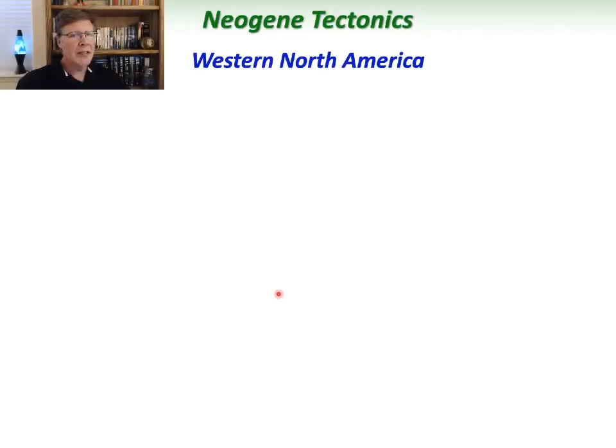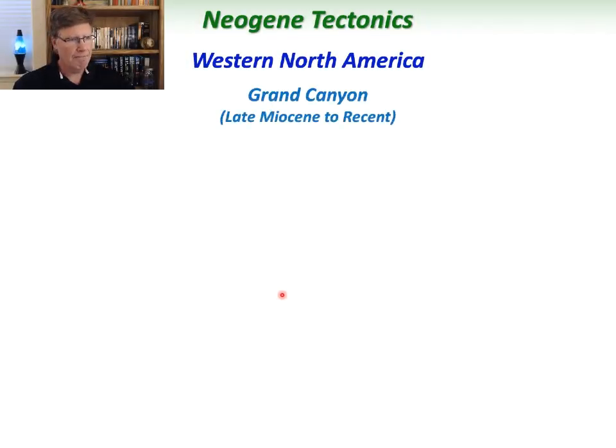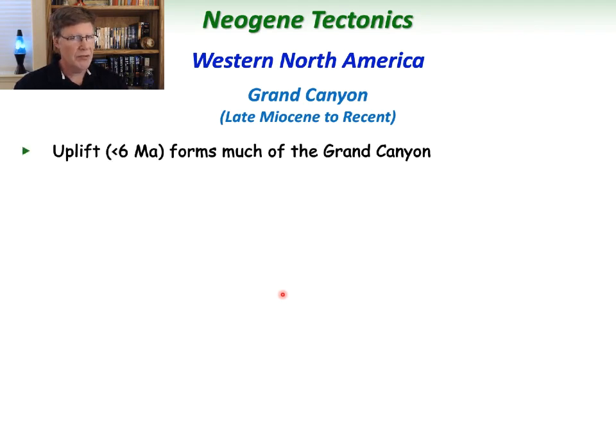Well, finally, in the Neogene, right at the end of the Miocene, we see the Grand Canyon. So in the late Miocene is when we think the actual hole in the ground, at least most of it, formed. The canyon was probably there to some extent before, but the through-going drainage of the Colorado River, we think, was established less than 6 million years ago.